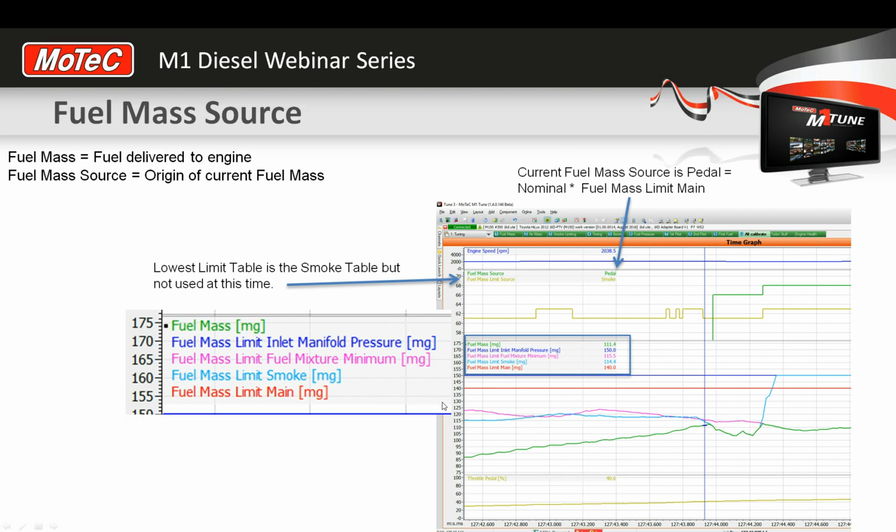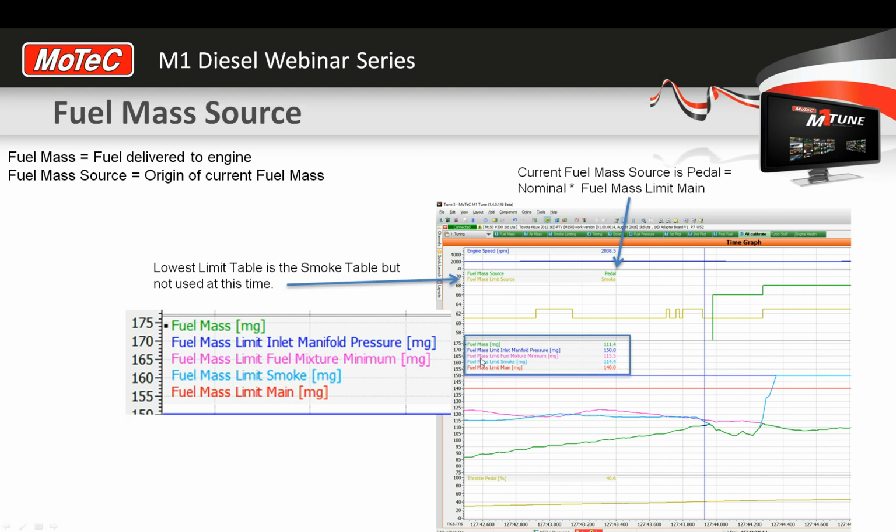Now here we can actually see the milligram values of all those different tables. We can actually look at them as graphs. So the green one here is the final delivery amount. That's the actual fuel mass. I have to keep moving my mouse to keep it in front of you. Then we've got the fuel mass limit inlet manifold pressure, and you remember that was a big high number. So you can see here that's the blue line. It just stays blue and goes across.